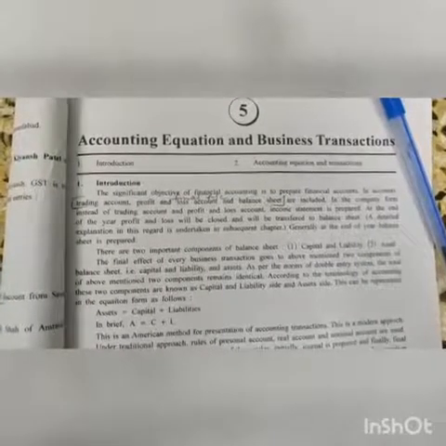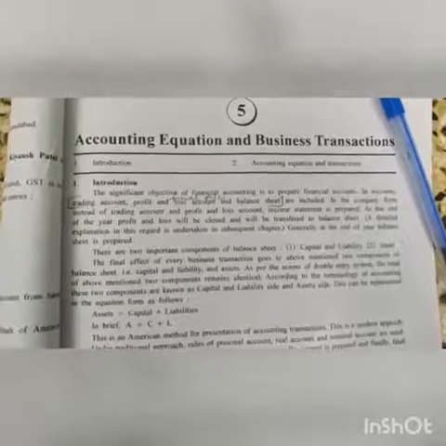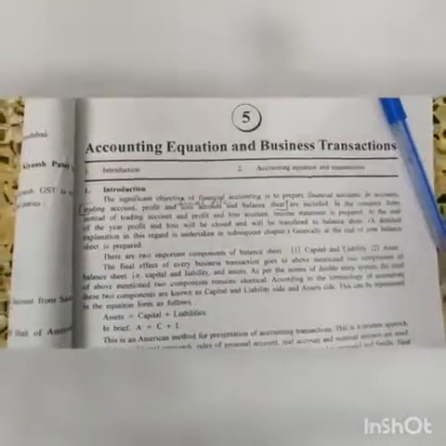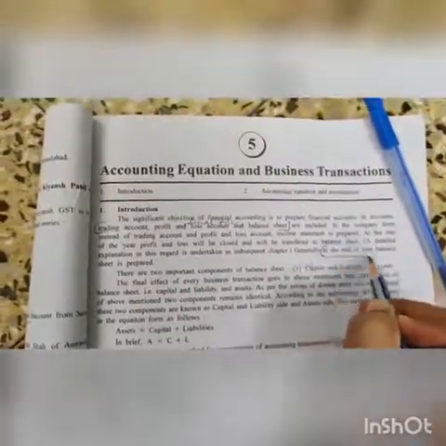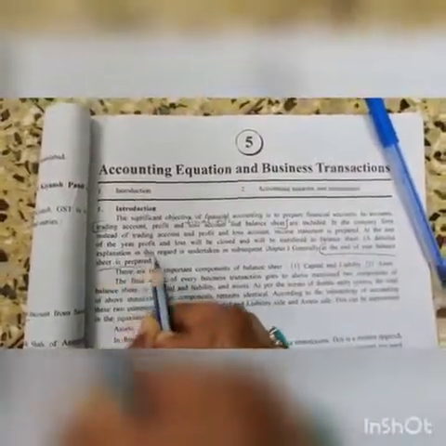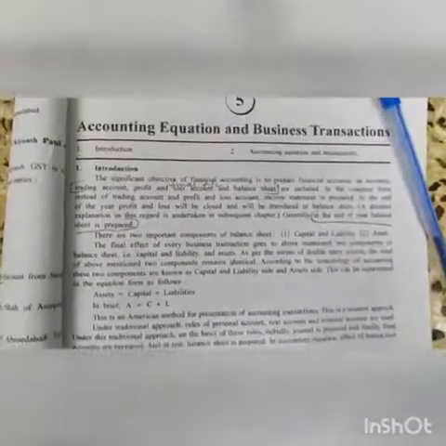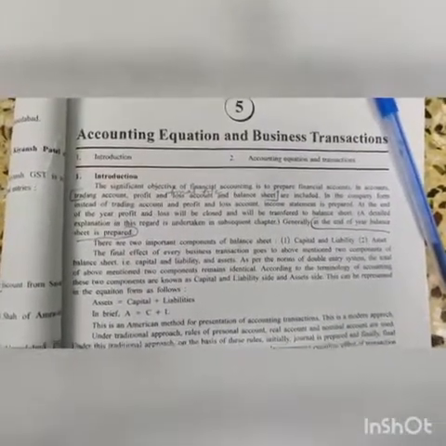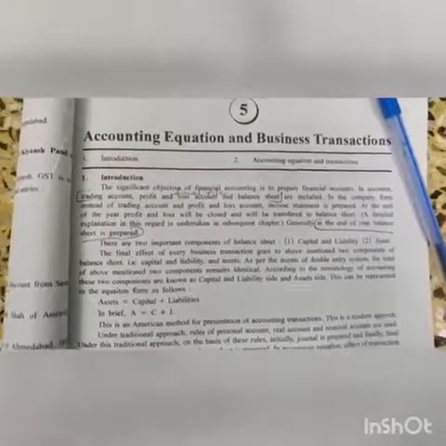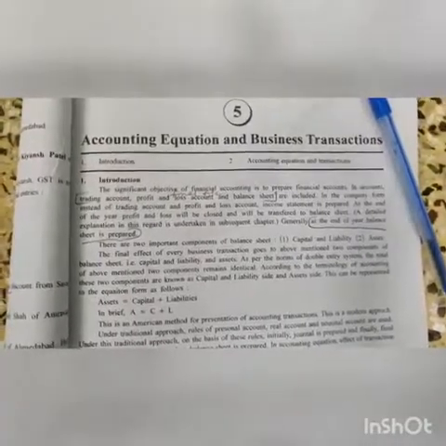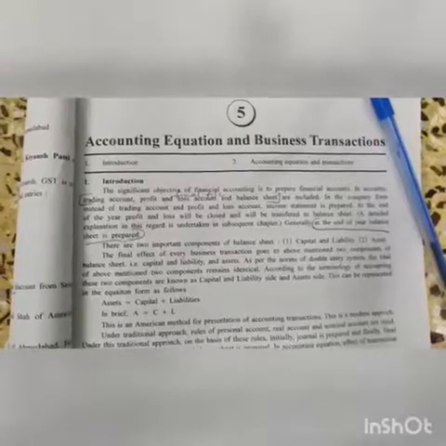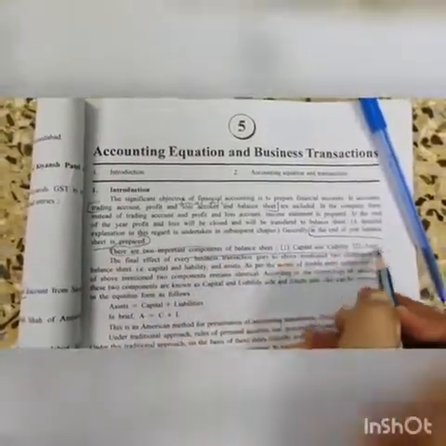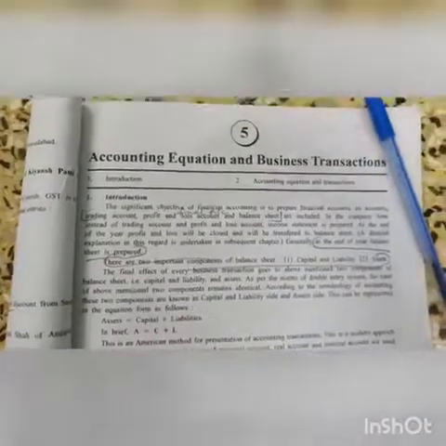Generally at the end of the year, balance sheet is prepared. You have to remember that at the end of the year in each and every business, balance sheet is prepared. There are two important components of balance sheet, that is capital and liability, and second is asset. Suppose a theoretical question is there: which are the two important components of balance sheet? The two important components are capital and liability first, and then second is asset.